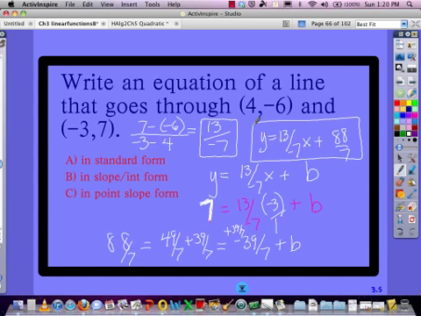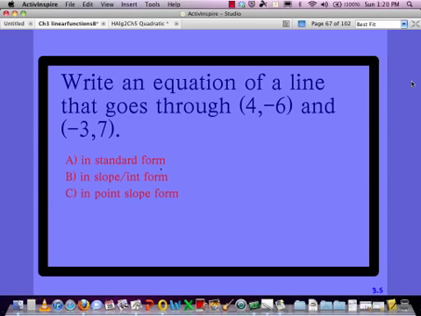Now, let's steal our slope before we move forward, and let's go to actually C, choice C. Point slope form is probably one of the easiest. So 13 over negative 7 was our slope.